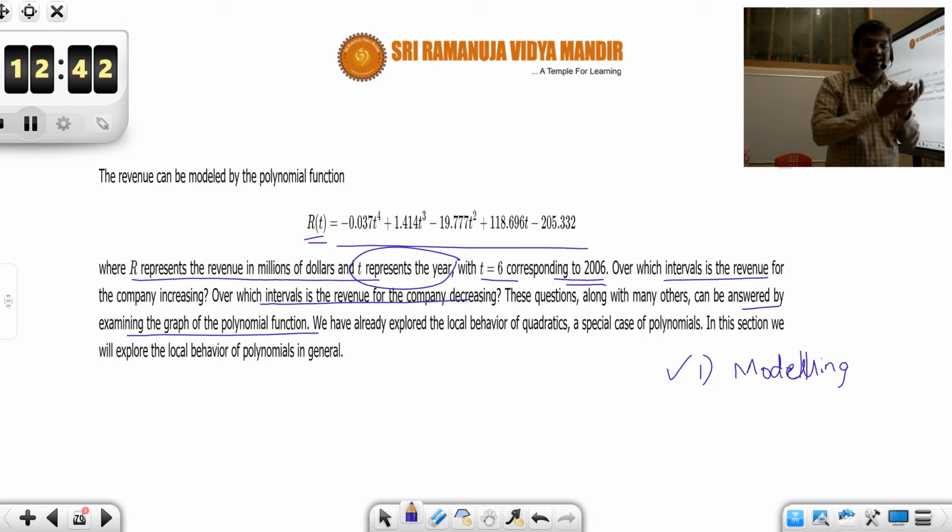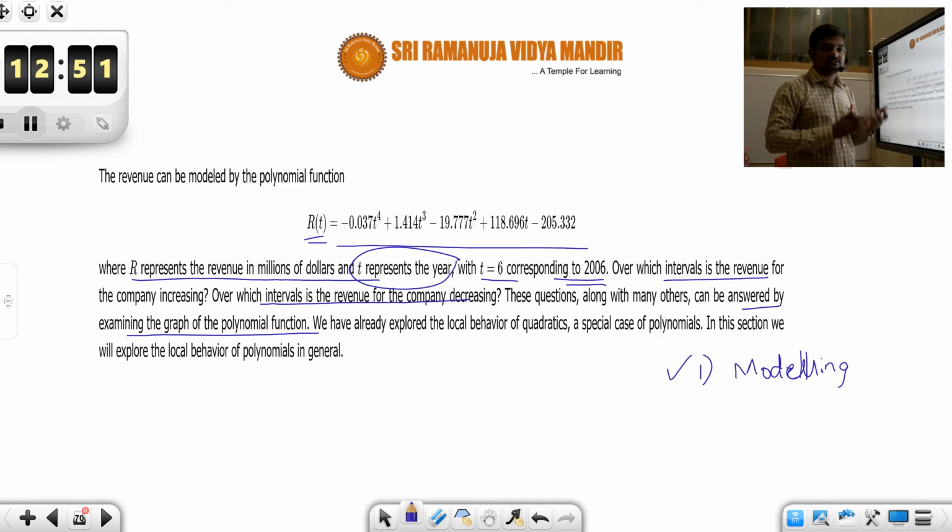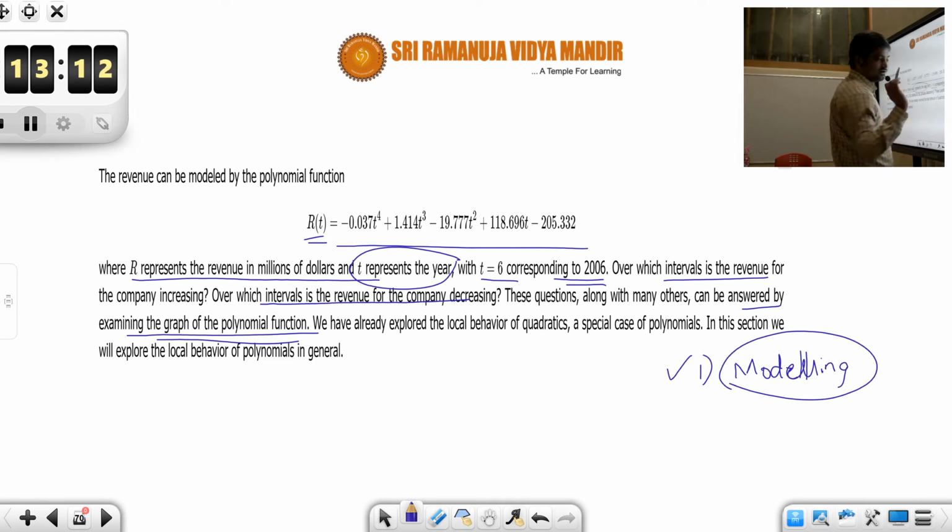Because we are interested in the analysis of how the company is performing. Is the company making profits or is the company making losses? Whatever it is, the status. Only if we have proper insight or analysis can we make the right decisions. So these types of analytic questions can be answered by examining the graph of the polynomial function. Okay, students, so we can easily model with a polynomial function. Right now you don't worry about how to model, but in this series of lectures we'll be trying to understand how to examine the graph of the polynomial function.